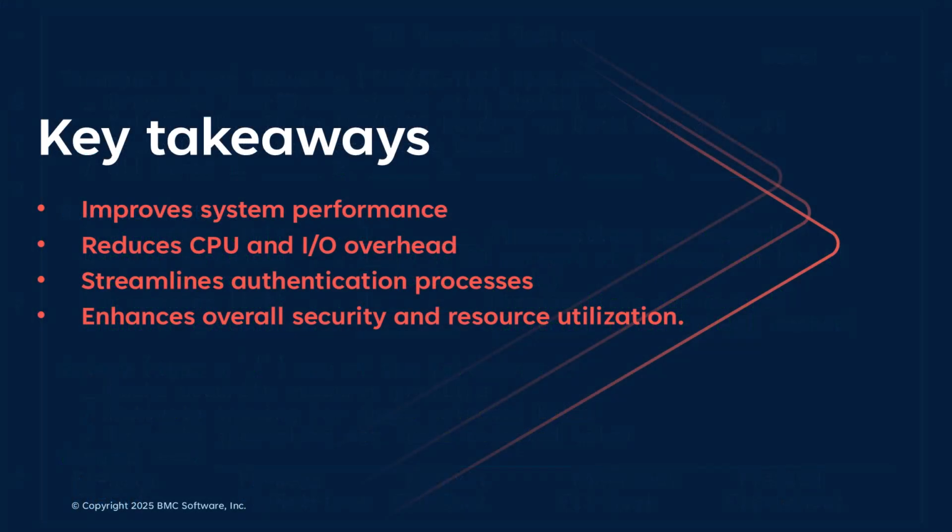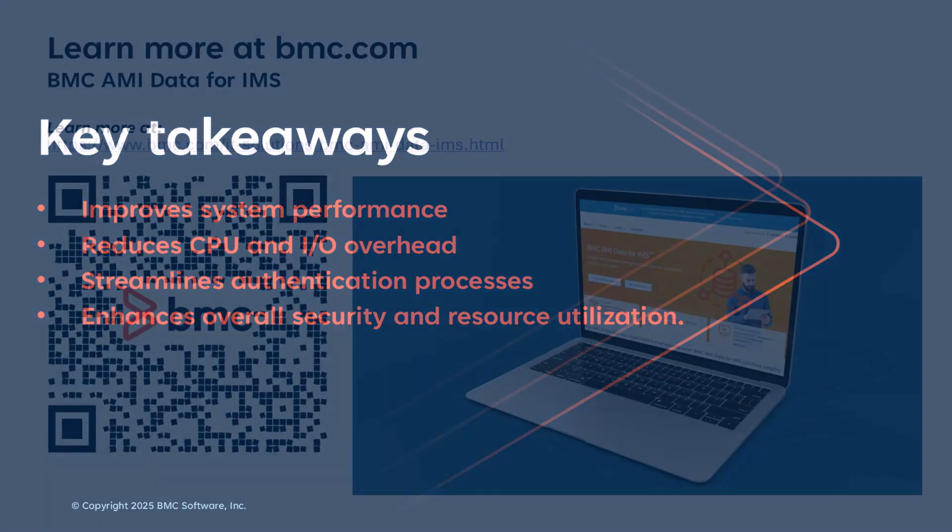Key takeaways of enabling user ID propagation and caching in AT-TLS are: improves system performance, reduces CPU and output overhead, streamlines authentication processes, enhances overall security and resource utilization.